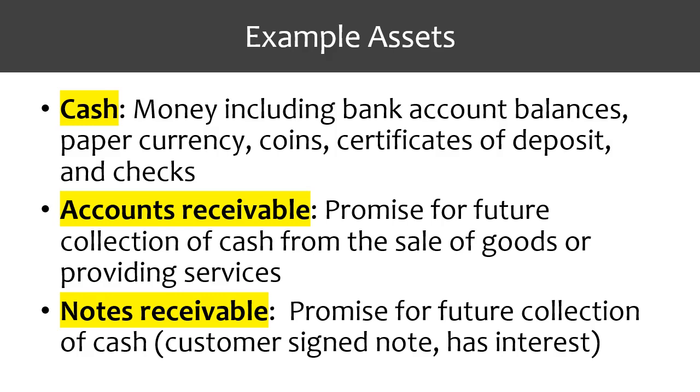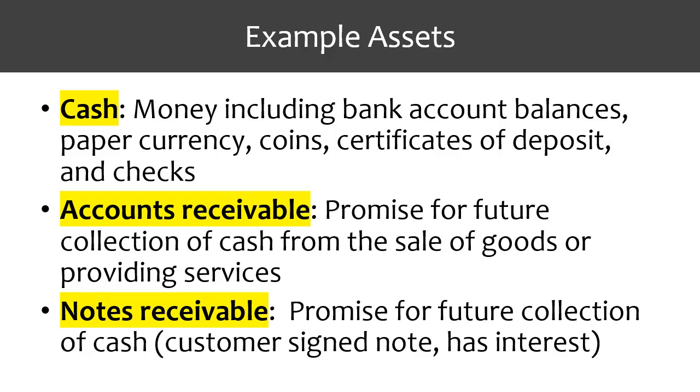Now let's go through some examples of assets. First, we have cash. Cash is paper, including bank account balances, paper currency, coins, certificates of deposit, and checks. Accounts receivable is another asset. Accounts receivable is a promise for future collection of cash from the sale of goods or providing services to customers. This is the customer's promise to pay for the goods or services they purchased.